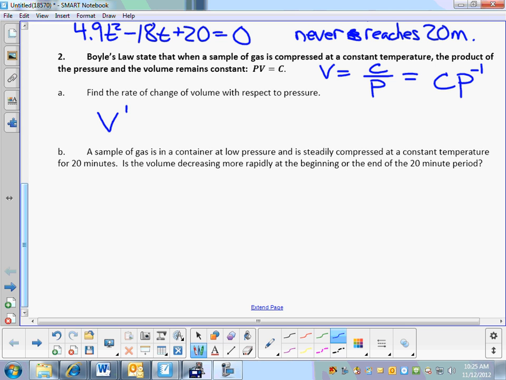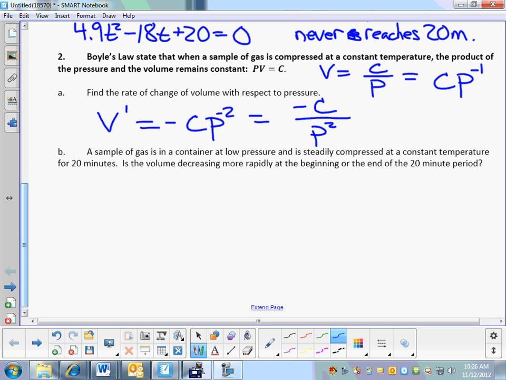I would say that V prime, if I take the derivative of it, V prime is negative C P to the negative 2. Very good. Or negative C over P squared. Does everybody understand how I got that?